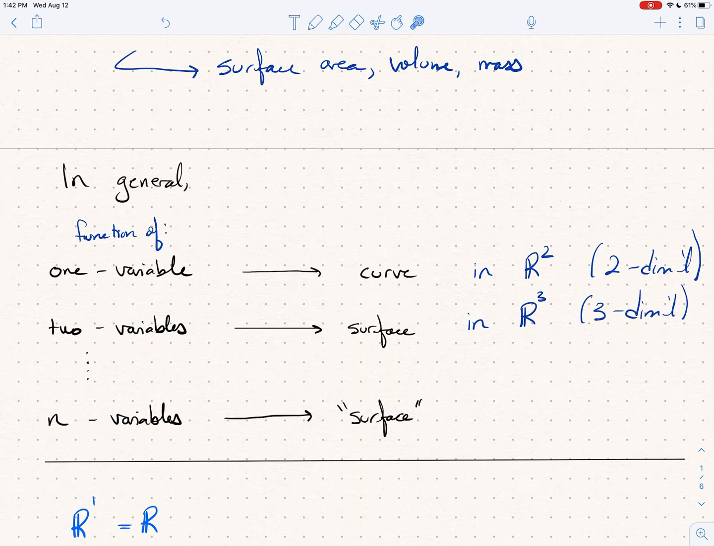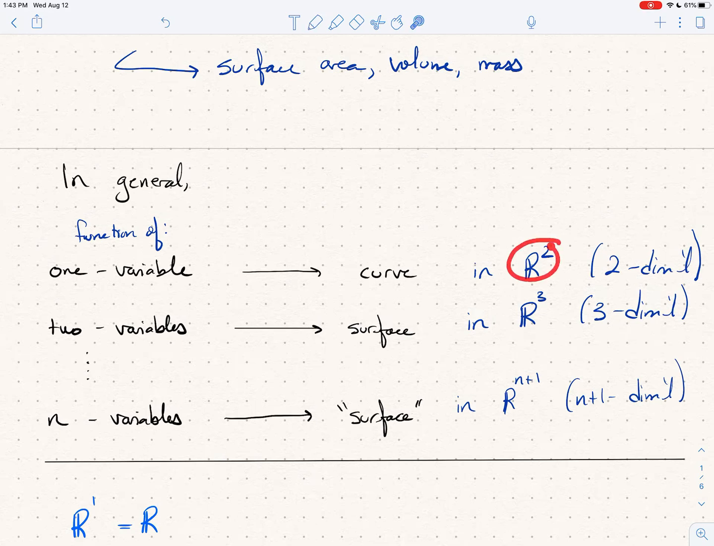And if you have, in general, n variables, n here is arbitrary, bigger than or equal to 1, you get a quote-unquote surface, because it's not really a surface anymore. At least it's very hard to visualize. You get a quote-unquote surface in R to the n plus 1. So one more dimension than the number of variables. And so this would be an n plus 1 dimensional surface. Okay, so let's talk about this notation.